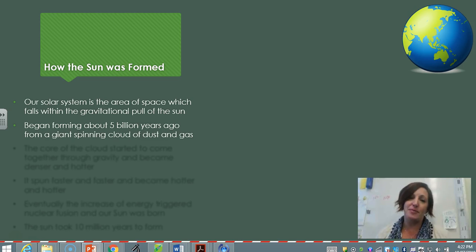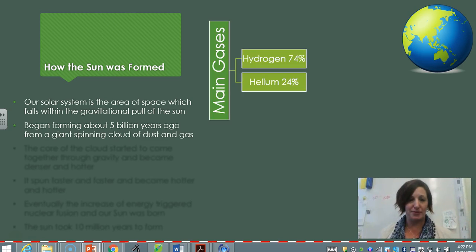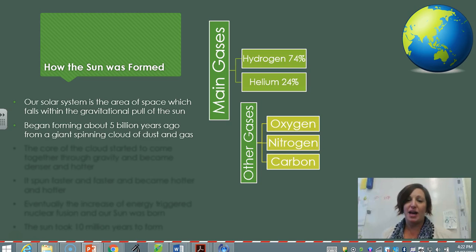Our Sun and our solar system began forming about 5 billion years ago from a giant spinning cloud of dust and gas called a nebula. Within that gas, it was mainly hydrogen and helium, 98% of hydrogen and helium. There were some other gases as well, and they were nitrogen, oxygen, and carbon.